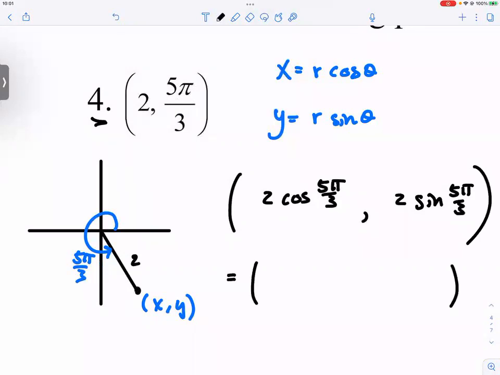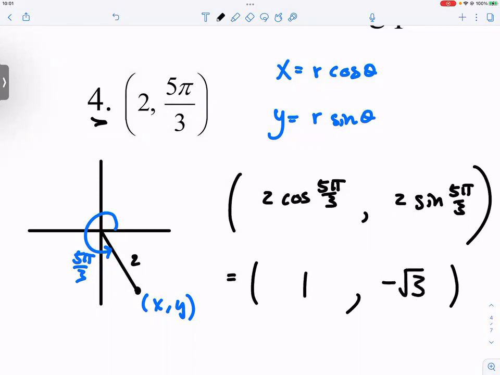So here you just need to know your unit circle values. You know 5 pi over 3 is in quadrant 4, so cosine will be 1/2. So 2 times 1/2 would give you 1. And then you have sine of 5 pi over 3, that would be a negative value. It would be negative root 3 over 2 times 2, so it's just negative root 3.